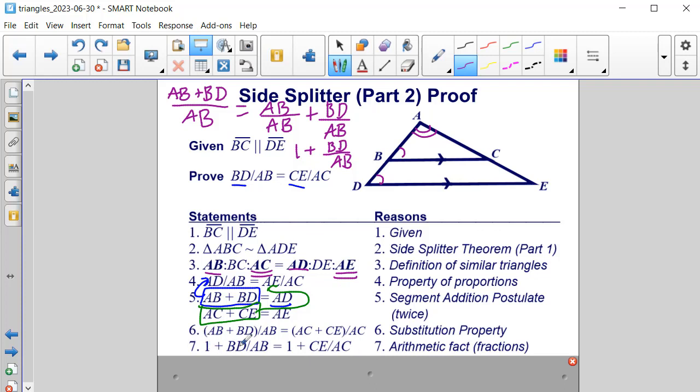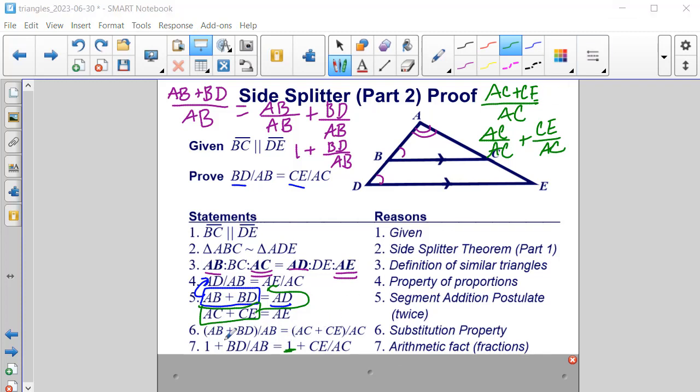So we're going to get 1 plus BD over AB, and then using similar reasoning, we can rewrite AC plus CE all over AC as AC over AC plus CE over AC, and then AC over AC is 1, that's where we're getting this value from, plus CE over AC. And the reasoning behind it is an arithmetic fact, or a property of fractions.